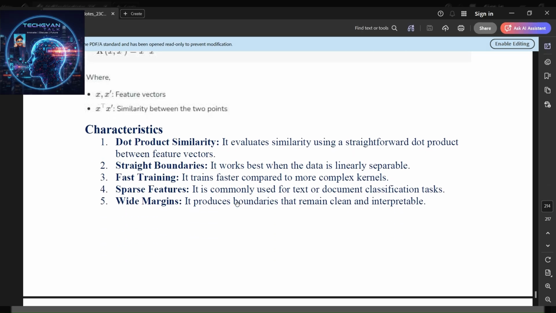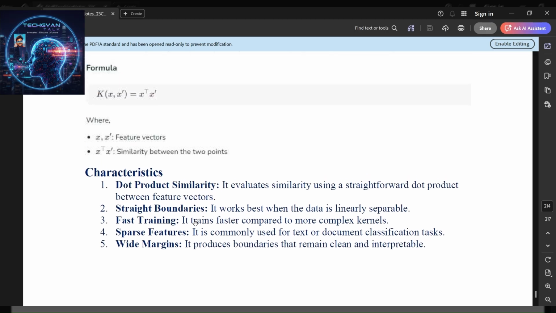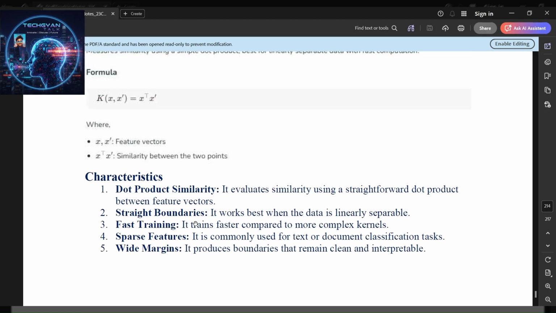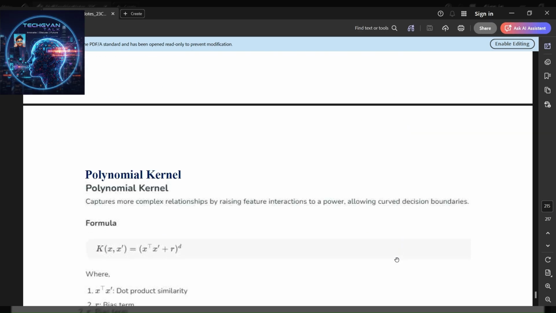Next are the characteristics. Dot product similarity: it evaluates similarity using a straightforward dot product between feature vectors and gives straight boundaries. It works best when the data is linearly separable. Fast training: it trains faster compared to the more complex kernels. Sparse features: it is commonly used for text or document classification tasks. Wide margins: it produces boundaries that remain clean and interpretable.